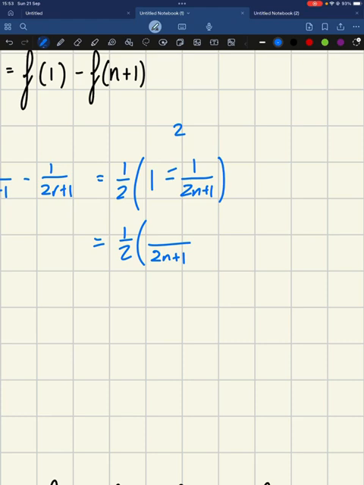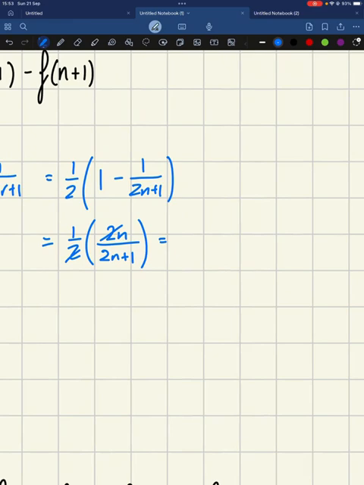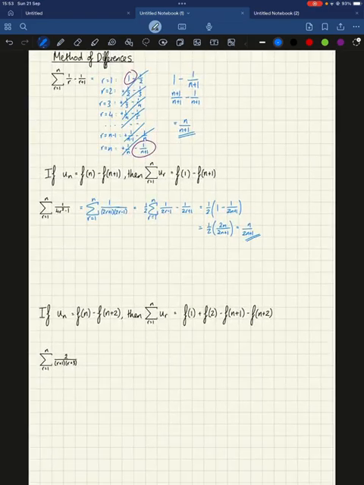So what we get is 2n over 2n plus 1. Well, if we multiply it, this and this will cancel out. So we'll just get n over 2n plus 1. This is our answer for this sum.